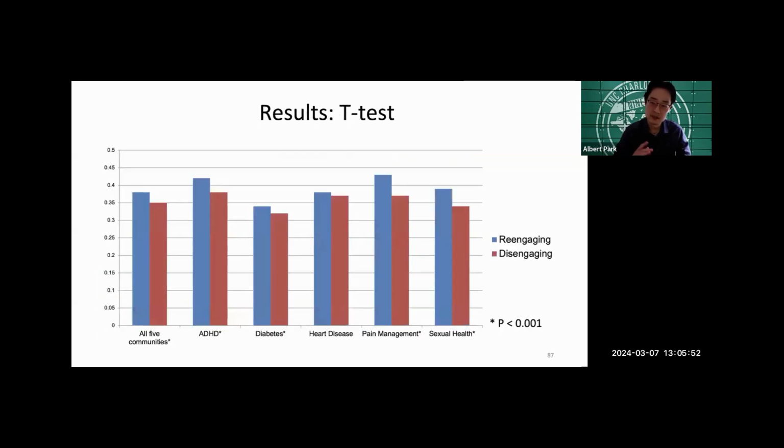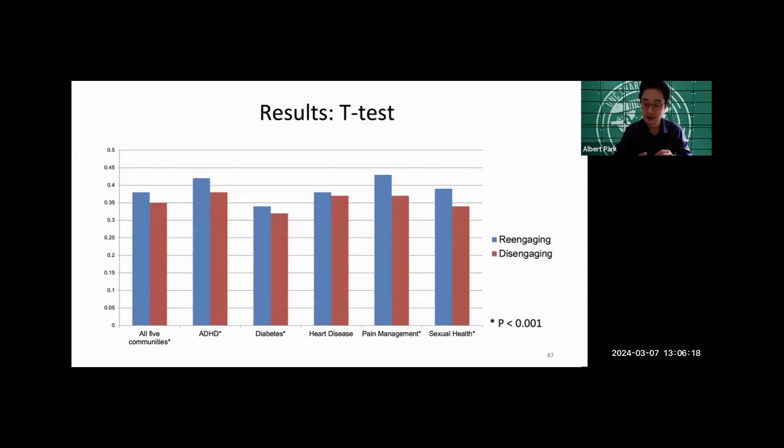Now for the non-zero data, I used t-tests. And as you can see in the graph, in all five communities, re-engaging threads received higher vocabulary similarity scores than disengaging threads. The difference is statistically significant with the exception of the heart disease community.